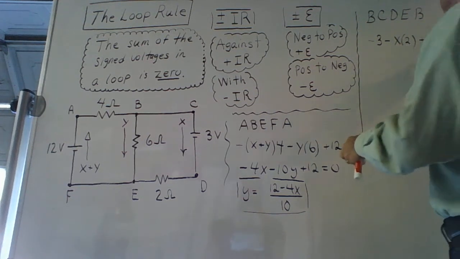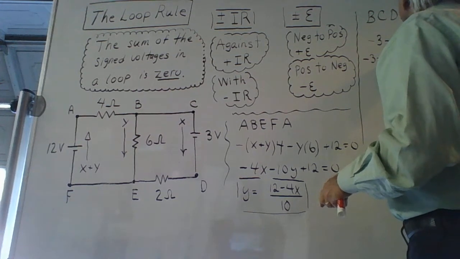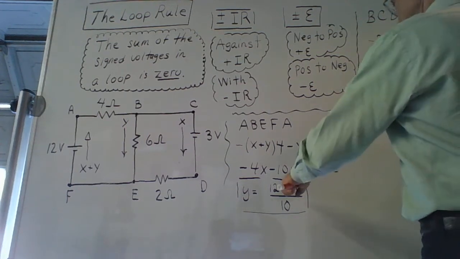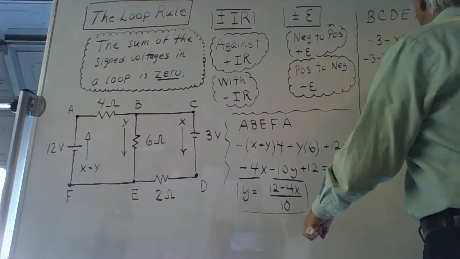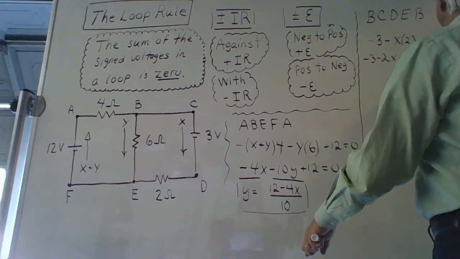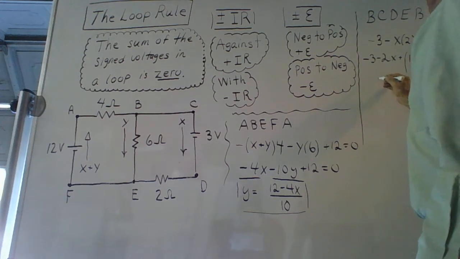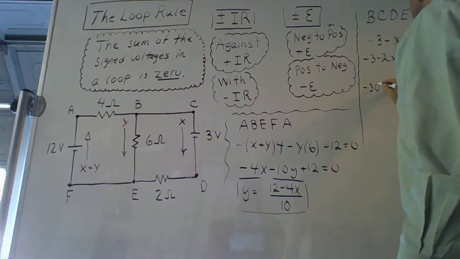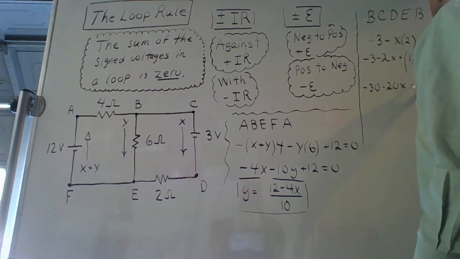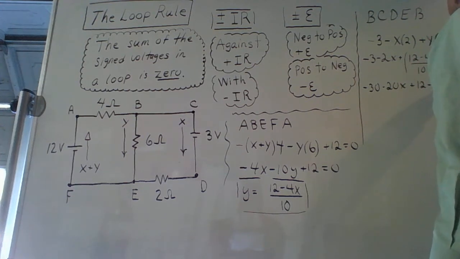Now, I'll rewrite this equation by substituting for Y. We've got a negative 3 minus 2X plus Y, which is 12 minus 4x, all divided by 10. And we multiply times 6, and it's still equal to 0. I'll multiply every term by 10, and we have negative 30 minus 20x plus 12 minus 4x. All of this times 6 still equals 0.